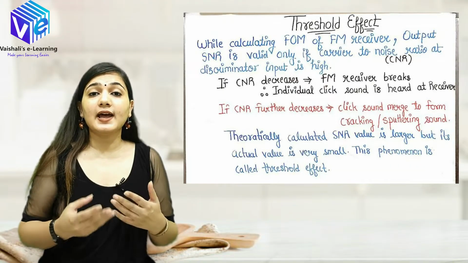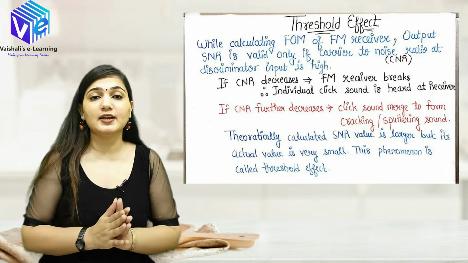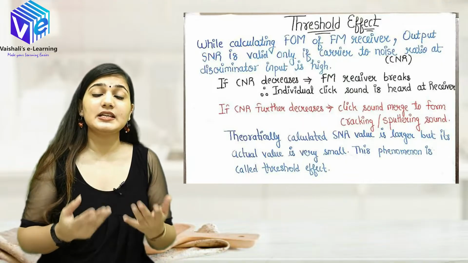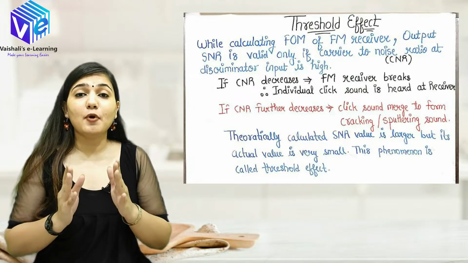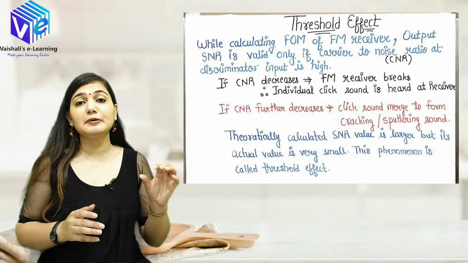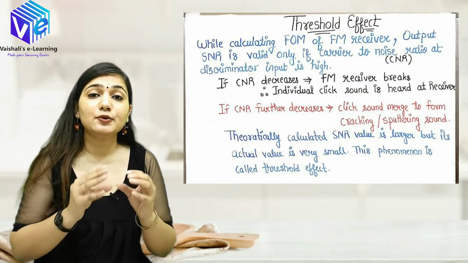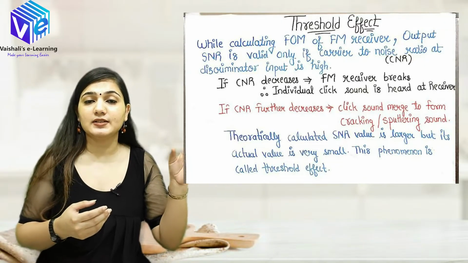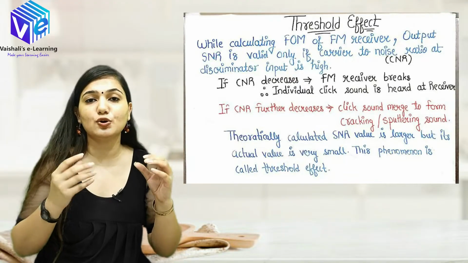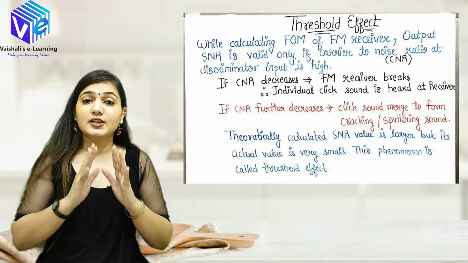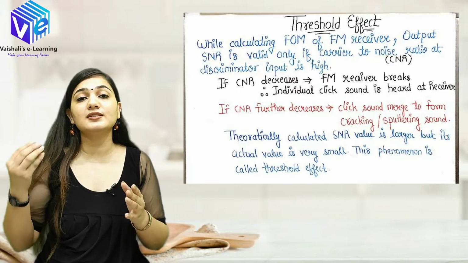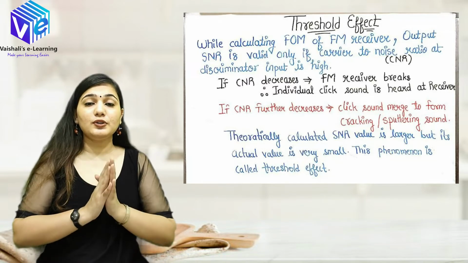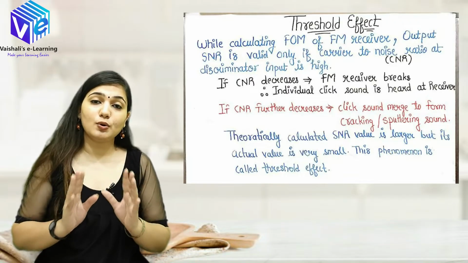When I derived the equation for figure of merit in the case of the FM demodulator, I said the signal to noise ratio depends upon the carrier to noise ratio at the input. Whenever the noise at the input increases, the carrier to noise ratio decreases. So when the carrier to noise ratio decreases, the signal to noise ratio will have a different value than the theoretical value. The practical value of the signal to noise ratio will be different.